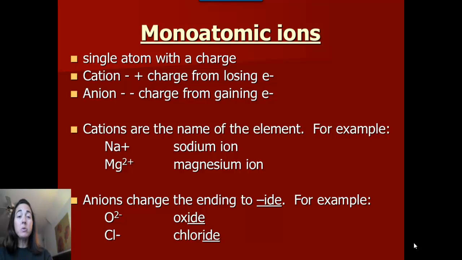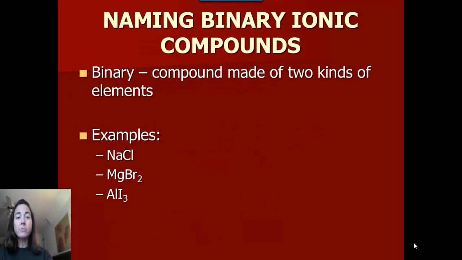Now here's what happens when we put them together. These binary compounds are made of two elements, and I've given you three examples here, so let's take a look at them. You're going to name the first part first. So Na is sodium, and then Cl is chloride.